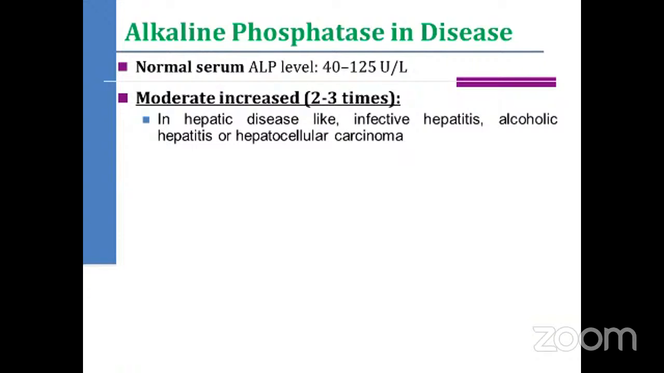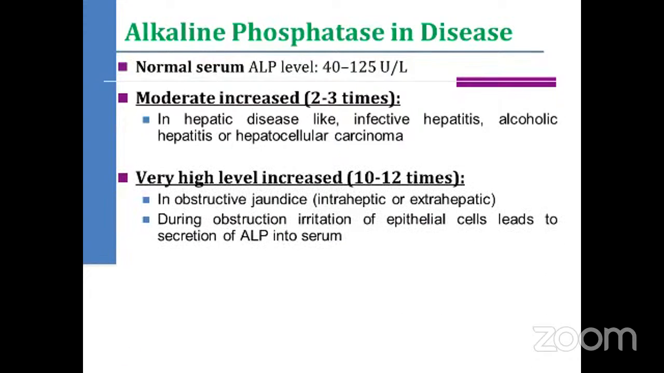Okay. And we can see the moderately increased, means 2 to 3 times the normal level. Moderately increased level of alkaline phosphatase is seen in the hepatic diseases like infective hepatitis, alcoholic hepatitis, or hepatocellular carcinoma. So moderately increased levels, 2 to 3 times the normal levels, are seen in the hepatic diseases like infective hepatitis, alcoholic hepatitis, and hepatocellular carcinoma.